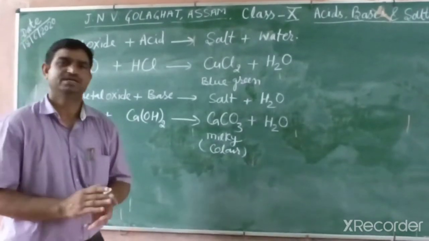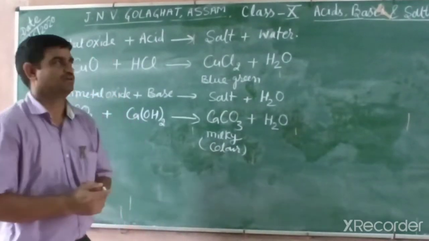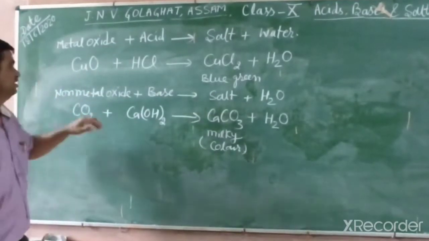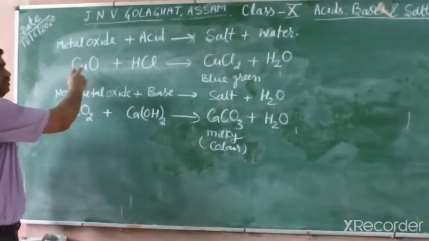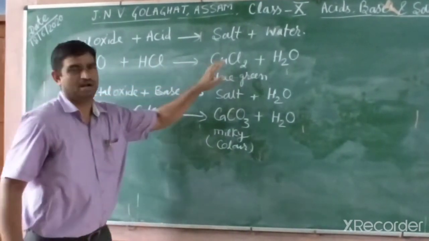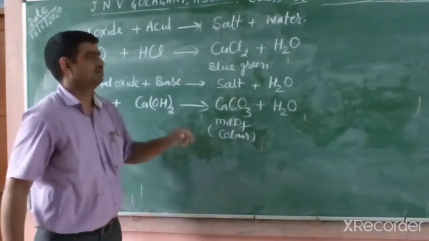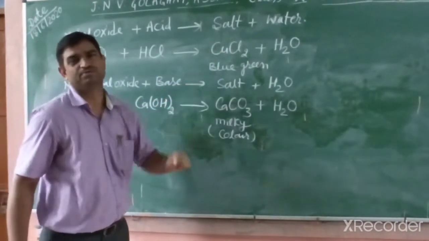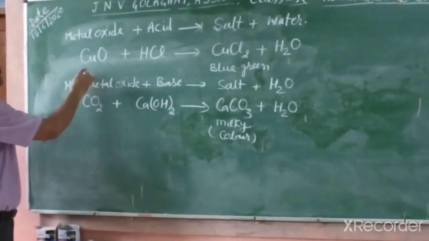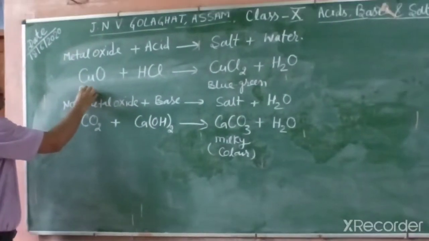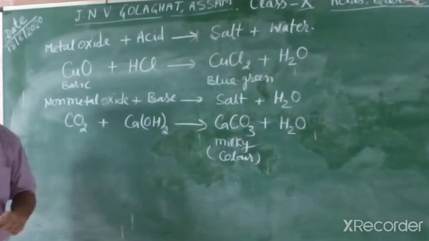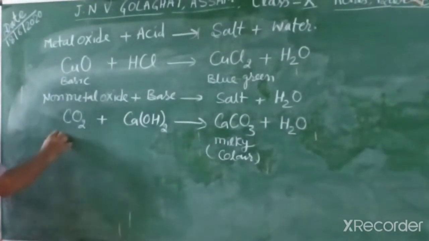We earlier know that acid and base react and form salt and water. For example, copper oxide, a metal oxide, reacts with HCl and forms a salt, cupric chloride, and the color of the salt is blue-green. So this confirms that metal oxides are basic in nature. Metal oxides are basic, and non-metal oxides are acidic in nature.